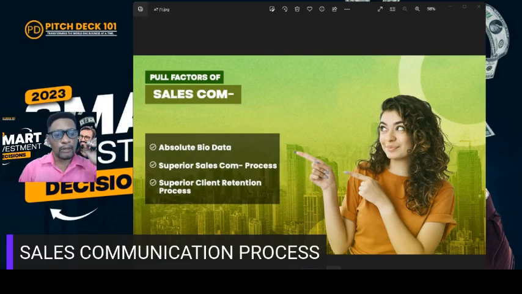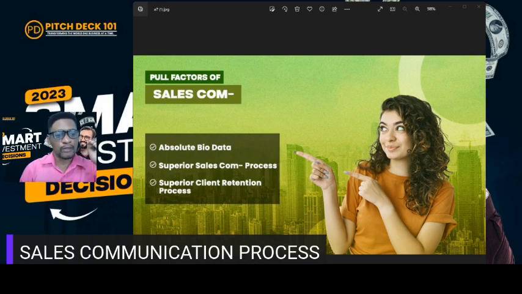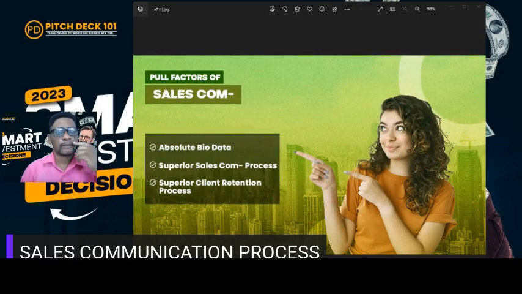So I'm going to stop here in terms of the pull factors of sales communication because I want to look at the next slide, which is the push factors of sales communication. But I must say this, there's a whole lot more to be looked at in terms of the pull factors, and let me explain this a little bit.